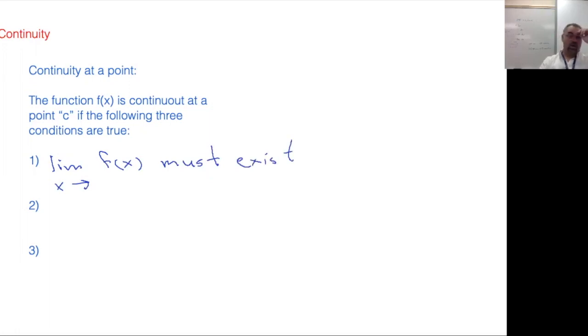Okay, so right away, that launches us into the conversation: how do we know when limits don't exist? There were three possibilities where they don't exist. I'll write it over here. Limits do not exist.